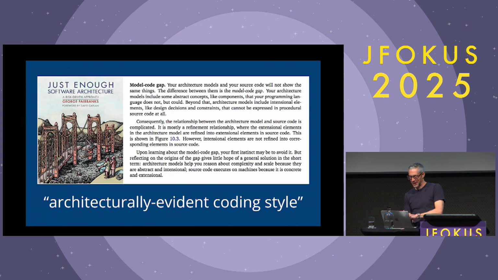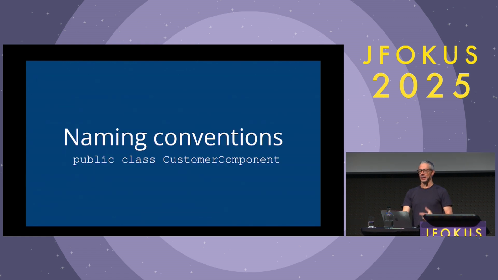So what's the approach? George Fairbanks suggests we adopt an architecturally evident coding style. This is essentially dropping hints and tips and metadata into the way that we write code, so that it makes the architectural ideas and principles much more evident to whoever's reading the code at a later date. Now that sounds very high level and grand, I completely get that. So what are some examples of an architecturally evident coding style? Naming conventions. If I've got a bunch of things I consider to be components in my code base, why don't I write those things with component in the name somewhere? That's a really, really simple example, of course.